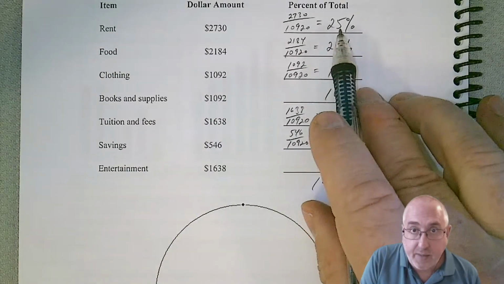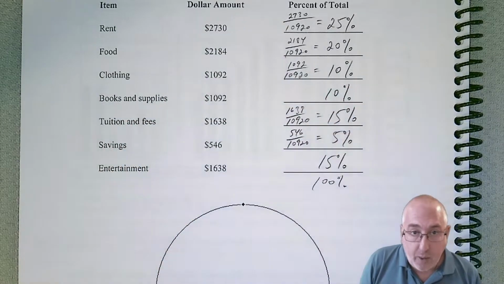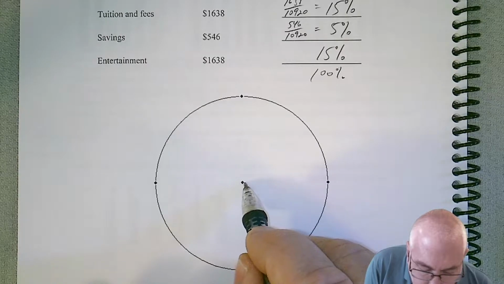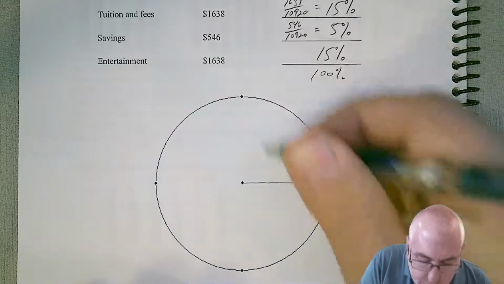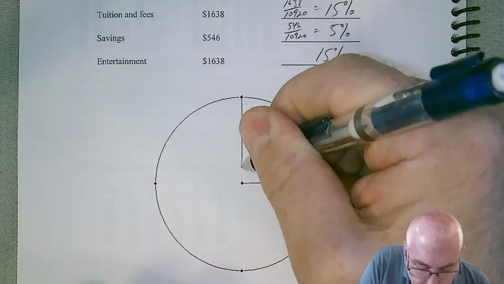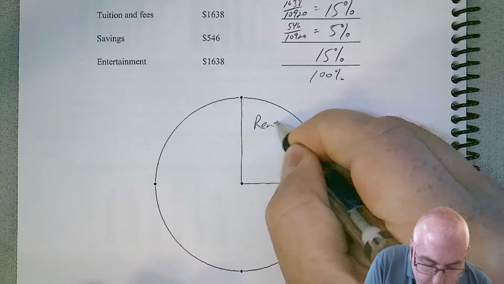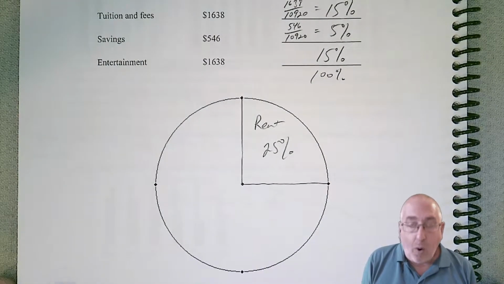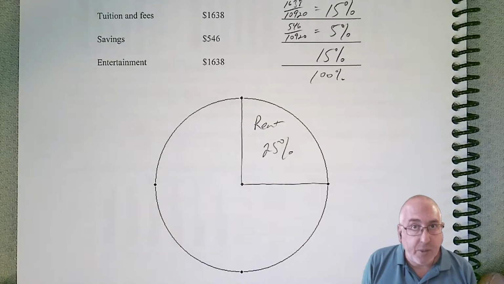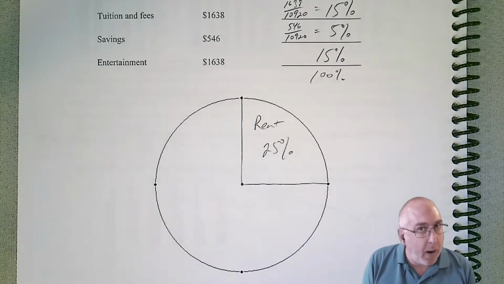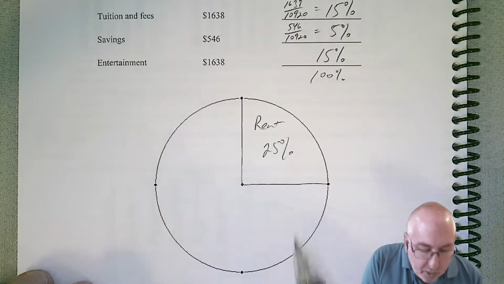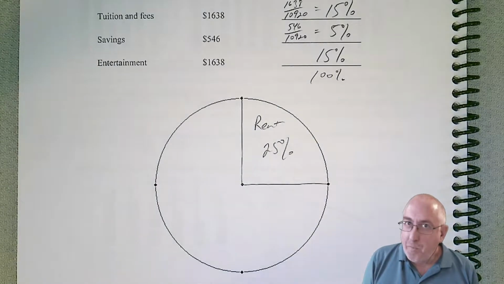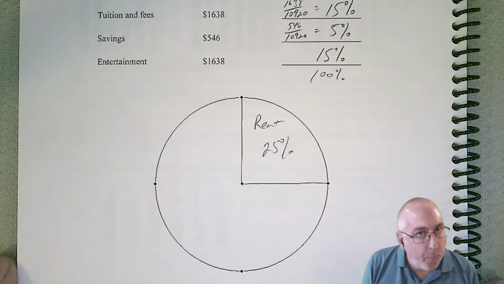So we do have one that's 25%, and so our rent. I like to start in the upper right-hand corner. So I'm going to say this is rent, and I'm going to label it with 25%. So that one's done. Now, all the other pieces are less than 25%. So how do we get a good approximation for those? I mean, we could try to guess about where 20% is and 10% is, but I'd rather have something a little bit more concrete, and I hope you would too.